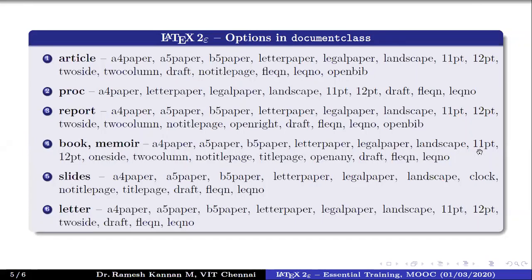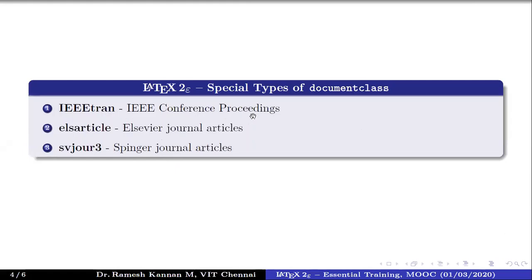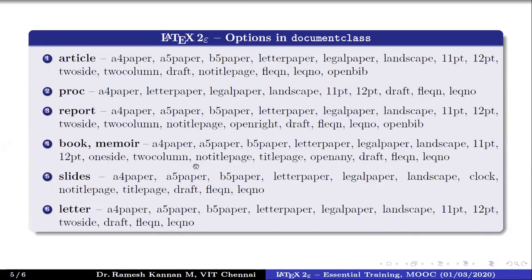And a very important thing is the default point size is 10 in LaTeX. But if you want to override it with 11 point or 12 point, this is just like Microsoft Word, the font size 12 point and so on, or it could be one-sided or two-sided, or one column. One column is the default, but if you want two columns, like for example in the case of IEEE transactions, you need to have two columns, then you can use that particular option.